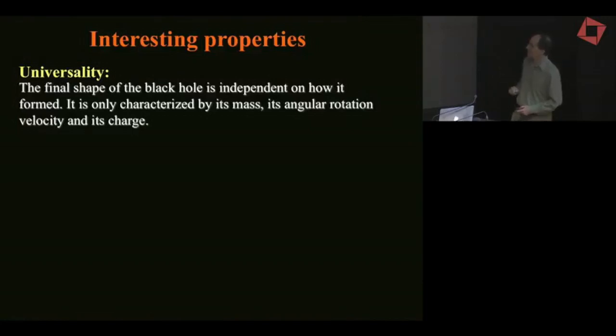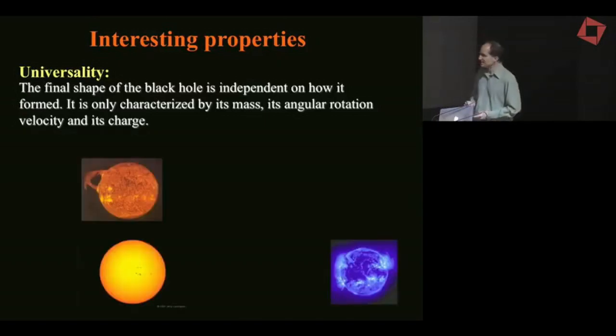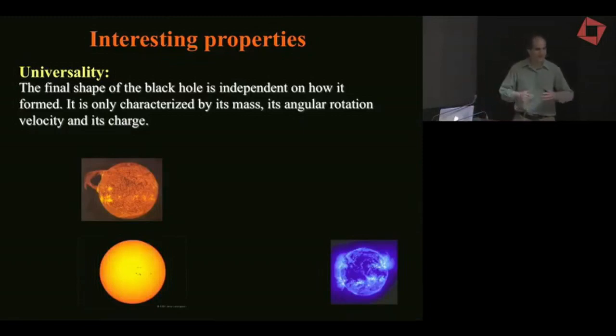The first one is their universality. So the final shape of the black hole is independent of how it was formed. The final shape of the black hole is determined by 3 parameters. One is the mass, the other is the angular momentum, or the angular rotation velocity, and also it could be its charge.